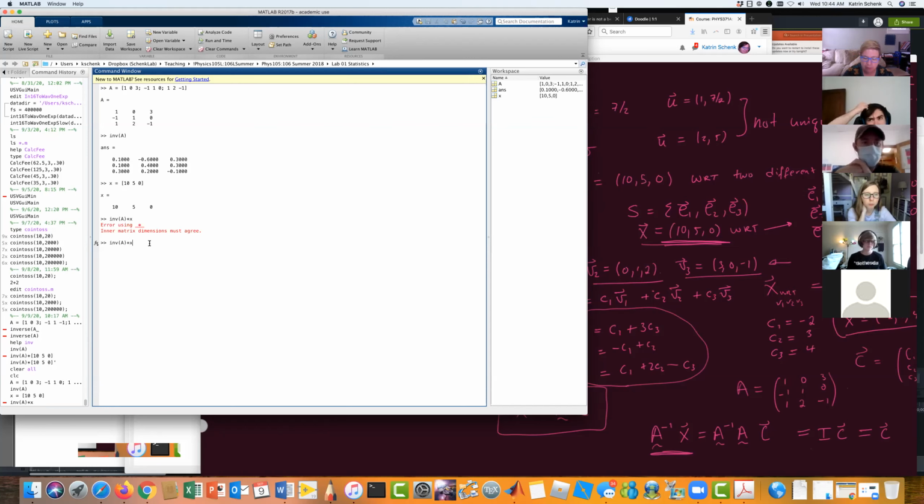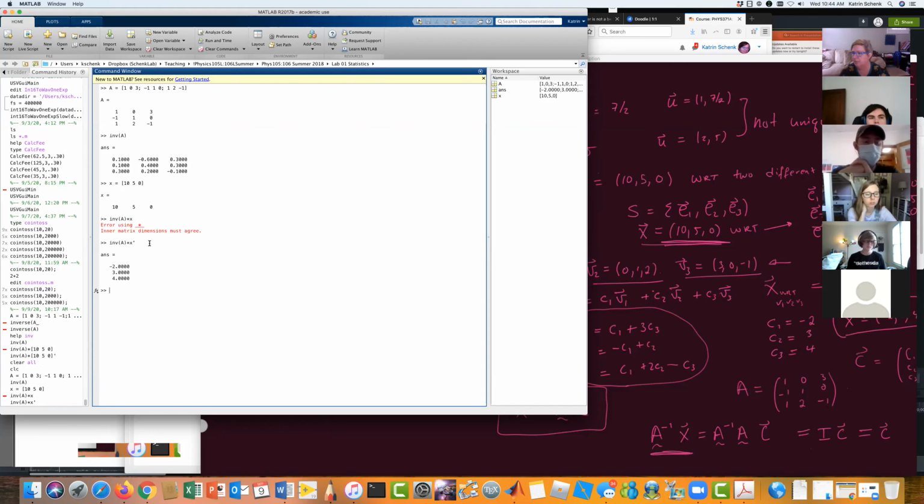So all you have to do is put a little tick mark on the X that turns it into a column. And there we go. There's our answer. There's our C's. Minus 2, 3, 4, right?